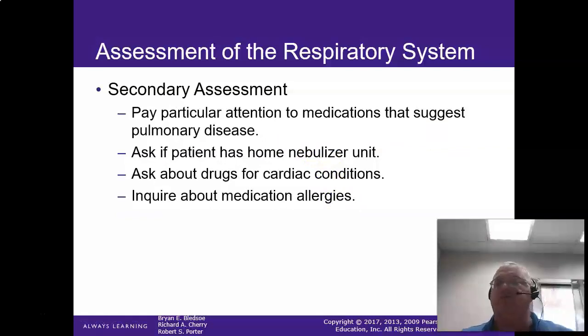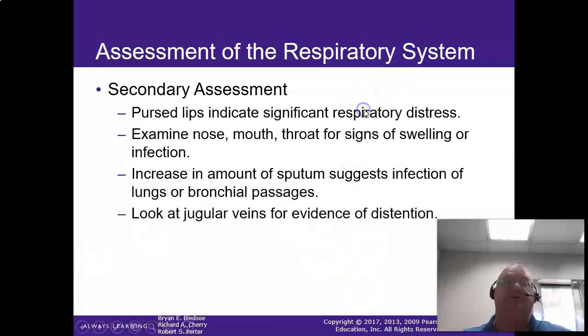Again, look for those drugs that suggest pulmonary disease: albuterol, Atrovent, Ventolin, Xopenex. All of those lovely drugs, okay? If you see the nebulizer unit, that's the dead giveaway. Ask about drugs for cardiac conditions and inquire about their medicine allergies, okay? So yes, an allergic reaction can cause this problem.